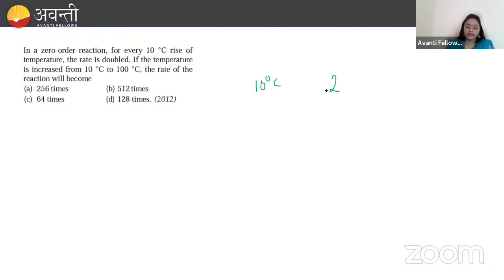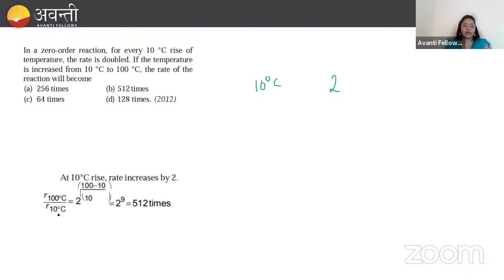So what will happen if the temperature increases from 10 to 100 degrees Celsius? See here, very simple calculation. 100 minus 10, divided by 10. So it will be 2 raised to n. Okay, it was doubling, so how much will our rate increase? The rate will increase 512 times. Okay, after a 10 degree rise the rate was increasing 2 times, so after this much difference, how much will it increase? This much. Okay, see how you have to tackle the problem.